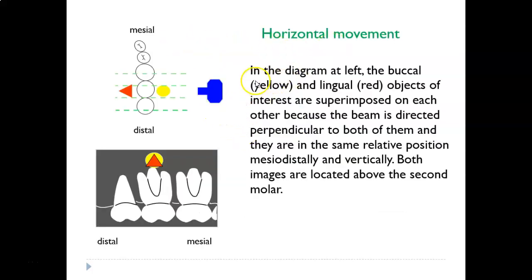Okay, so horizontal movement. We're still breaking this down and thinking about it in different ways, but this is still the same concept. In the diagram on the left, this is our buccal surface. The yellow circle is the buccal, and the lingual is our red triangle. Objects of interest are superimposed over each other. Here this is our distal, there's a third molar, this is our first molar, and our buccal and lingual objects are superimposed over each other.